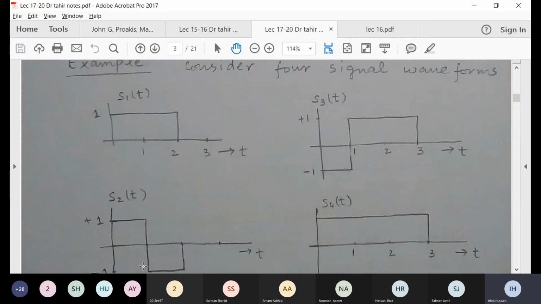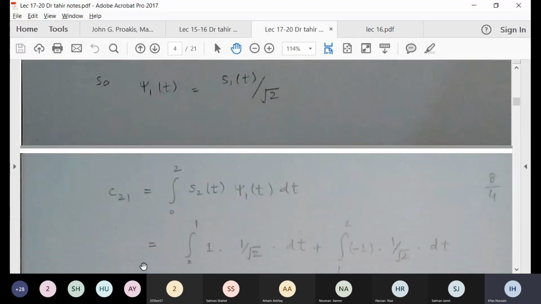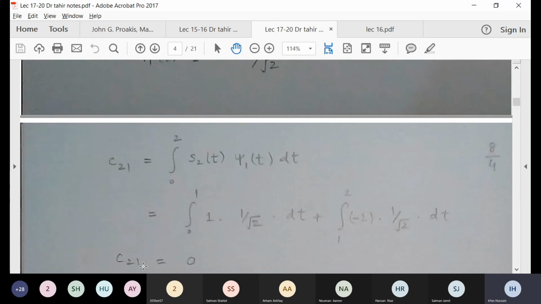Now we have S2. First of all, as ever, find the projection of S2 onto psi1. Very simple, the steps are already given here. Psi1 was 1 over root 2 in both intervals from 0 to 2, and S2(t) is 1 in the interval from 0 to 1, while it is minus 1 from 1 to 2. This comes out to be 1 over root 2 times the area of the curve, which is 1 minus 1, that is 0. So C21 is 0, and there is no dependency of S2 on psi1.